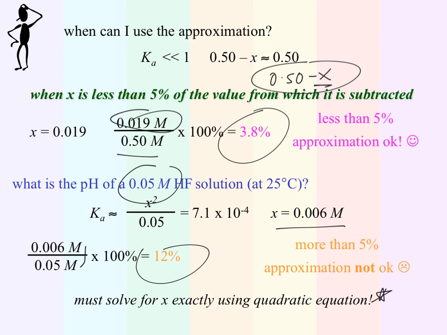Once we set up that ICE table, we then plug in our concentrations that we know, and subsequently solve for our change and our equilibrium concentrations. Once we have our equilibrium concentrations, we plug that into our equilibrium expression. The equilibrium expression will then allow us to solve for x by one of two methods. Either we're going to do the approximation method or we're going to have to do the quadratic method. So if your x value is less than 5% of the value from which it's being subtracted, then your approximation approach is fine. If it's 5% or more, then you're going to have to use the quadratic method.